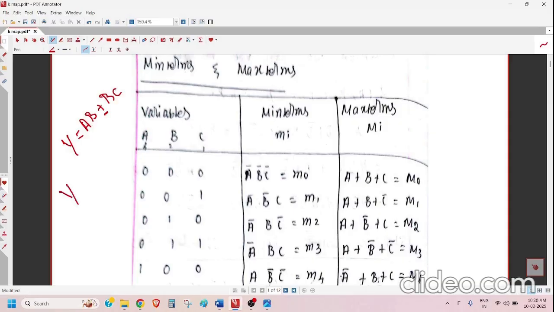And if an equation is like this, that is (A plus B) into (B plus C), then it is called POS. So first of all, you have to know these things because it is very important for K-map simplification.